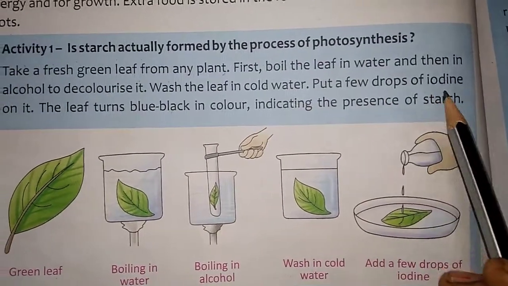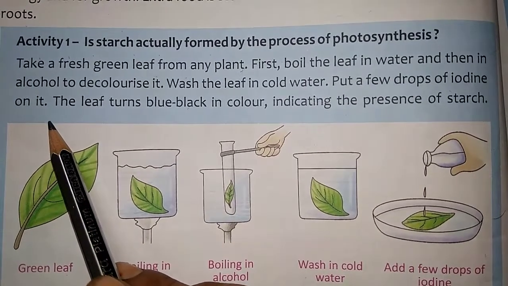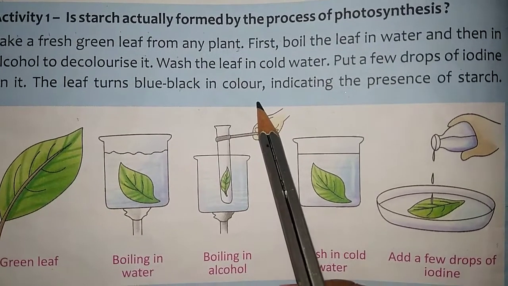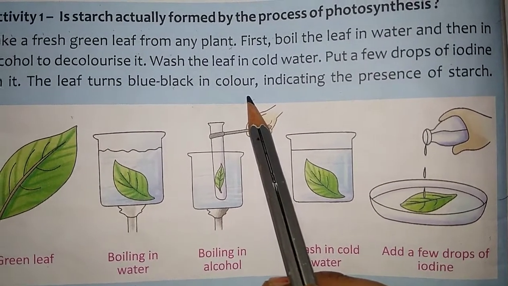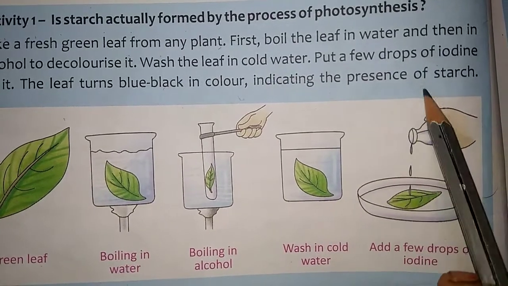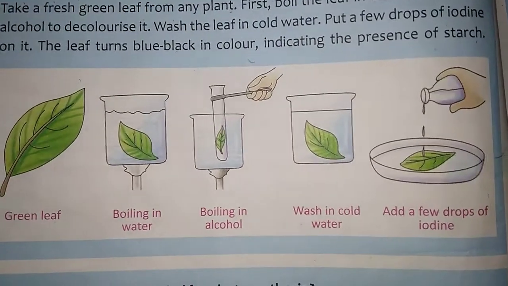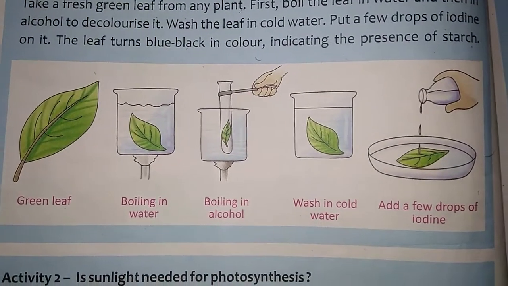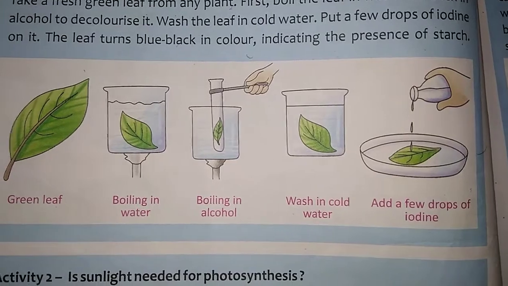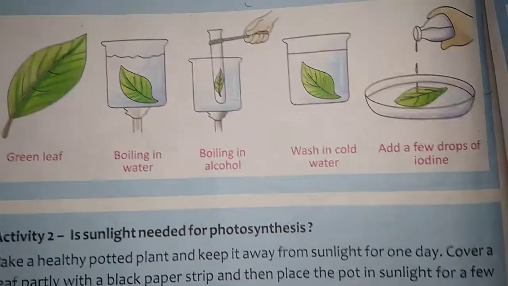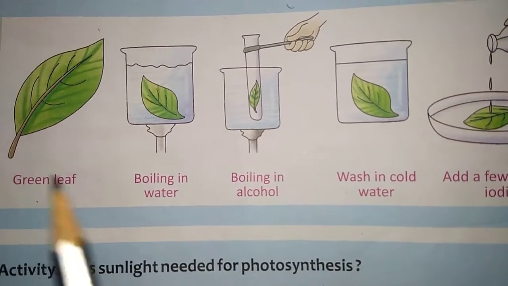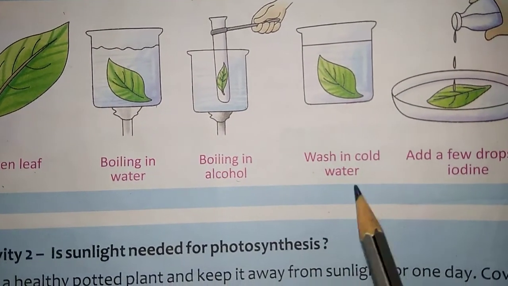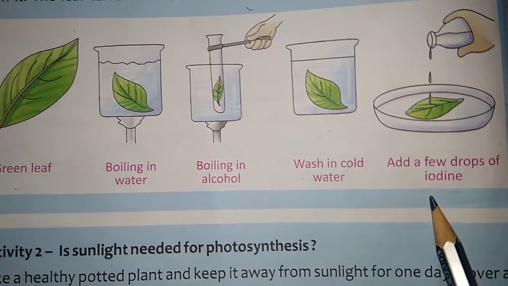Put a few drops of iodine on it. The leaf turns blue-black in color. The leaf will change its color, indicating the presence of starch. Why will it change its color? Because starch is present, that's why it will change its color. You can see here: green leaf, boiled in water, boiling in alcohol, wash in cold water, add a few drops of iodine.